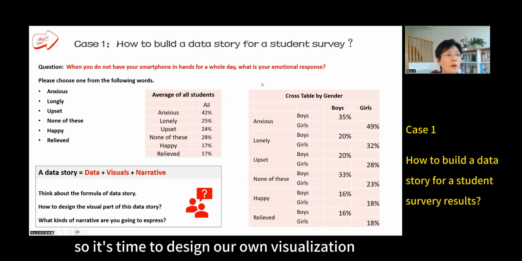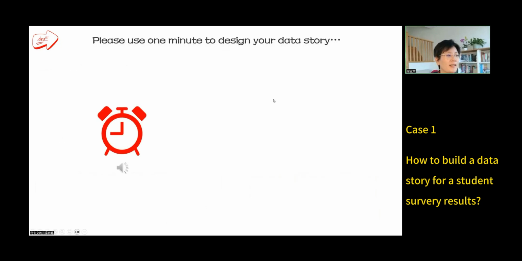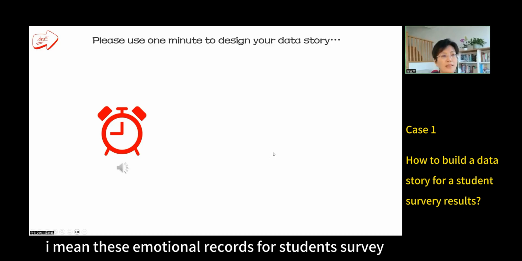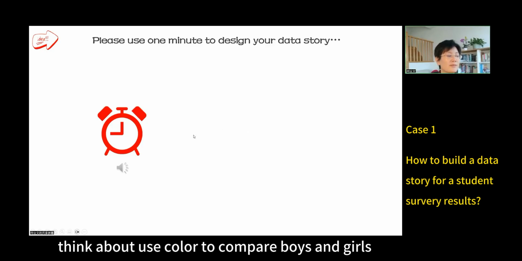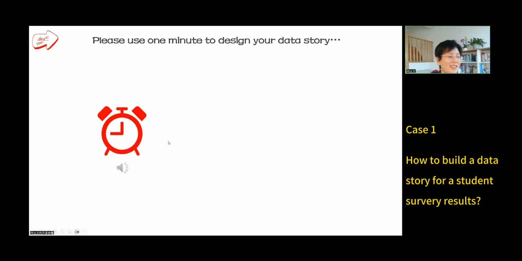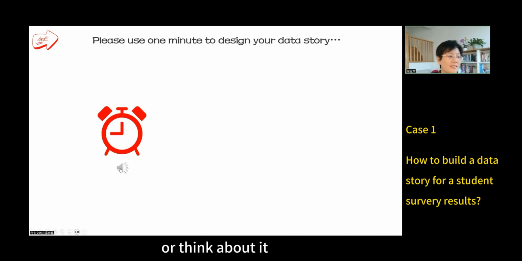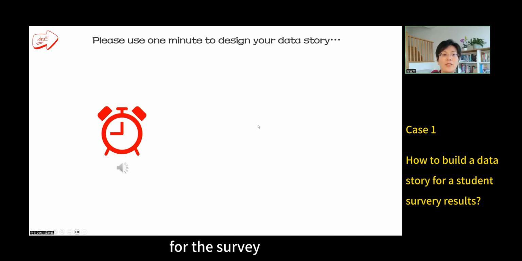So it's time to design our own visualization. Do you remember the top 100 university example? It used bold colors, red and white, to show the US versus other countries. So for this project, the emotional records of the students' survey, think about using color to compare boys and girls. Then, what else? I will give you 1 minute to draw your idea on white paper or think about it. It's a 1 minute countdown. And then I will show you how the other guys designed their visualization for this survey.